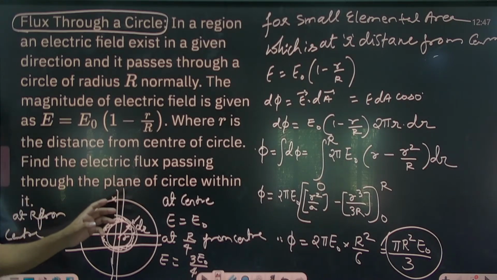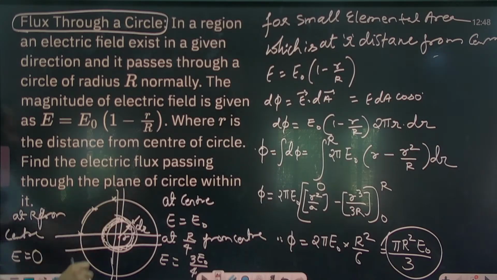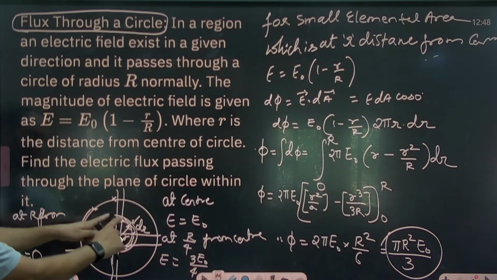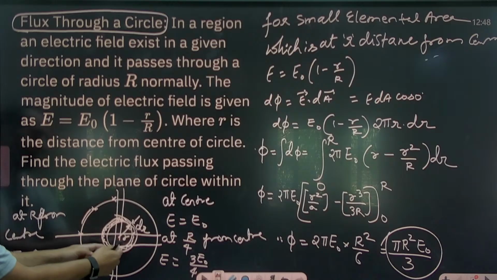If you are moving from top to bottom, elemental area should be perpendicular to that. So if you are going radially outward, what will be the area perpendicular to that? The area perpendicular to that will be this ring.